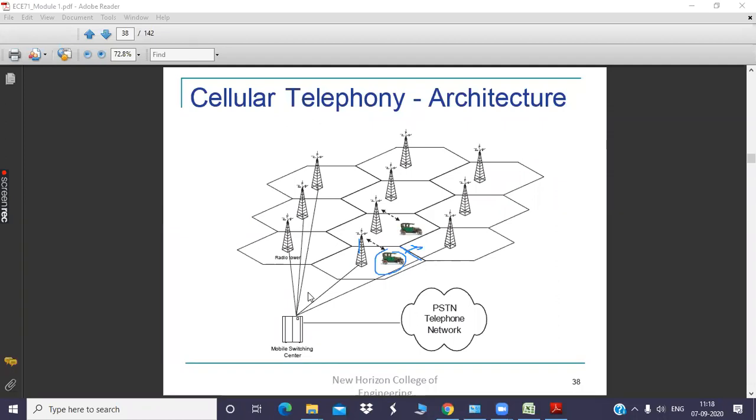So there should be a control channel through which the control has to be established between two MSCs, so that the conversation will continue, or the voice channel can be established between the two mobile subscribers without any disruption in between. So this is the architecture of cellular telephony. It will be more clear once I speak about the frequency reuse concept and the cellular concept. Now this is enough for you.